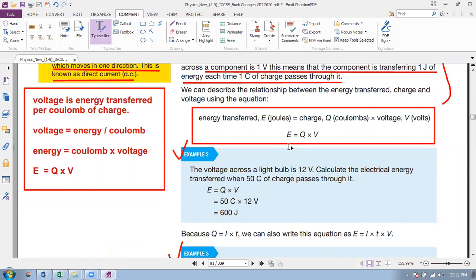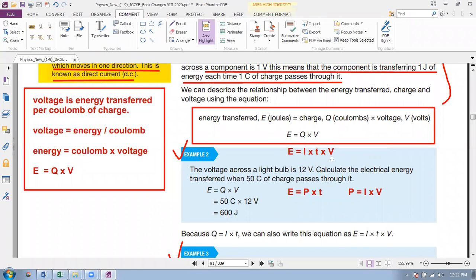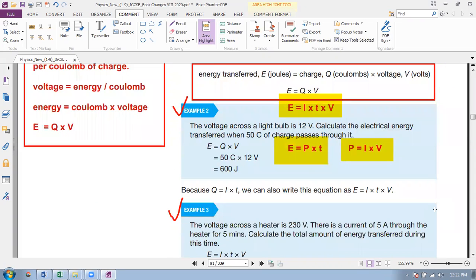So we can extend this formula: if we put Q equals I T, E equals I multiplied by T multiplied by V, so E equals I T V. And we can further extend it: I and V make P, because P equals I multiplied by V. So if we put I V equals P, we get E equals P T. So we got some extension formulas. These are important. Please take note of this.